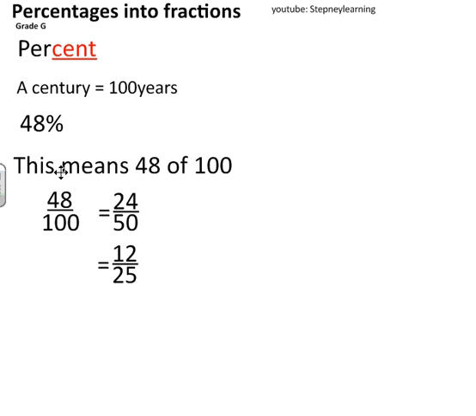And that is it. That's 48% written as a fraction, but in its simplest form would be 12 out of 25, or 12 over 25. Let's do another example. For example, 80%. Well, 80% means 80 out of 100.